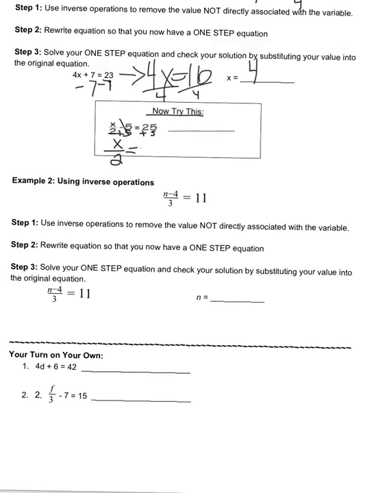So 25 plus 5 is equal to 30. And now I have a one-step equation. x divided by 2 equals 30. And the inverse of dividing by 2 is multiplying by 2. Whatever I do to one side, I must do to the other. x is equal to 60. All right, let's do one other example, and then I will leave you to try the two your turn problems on your own.